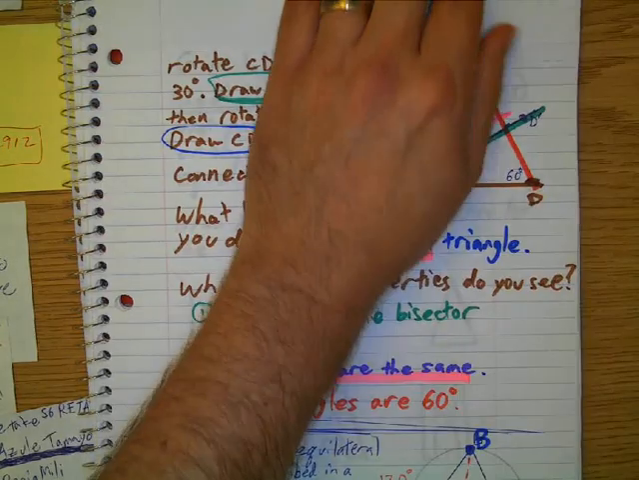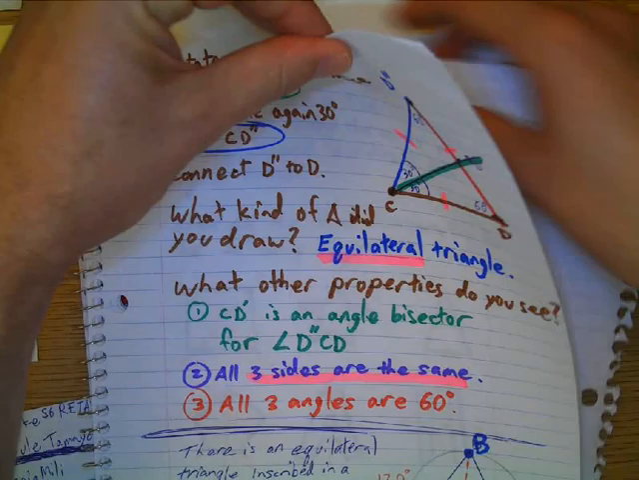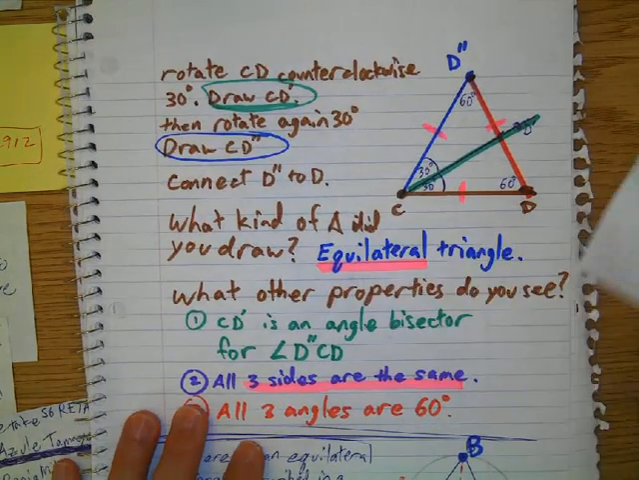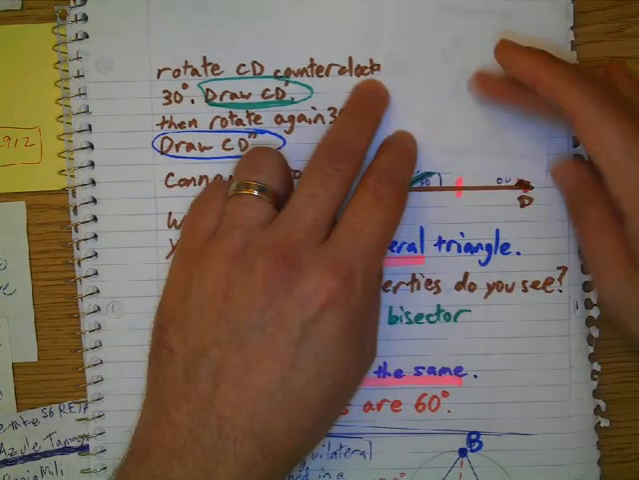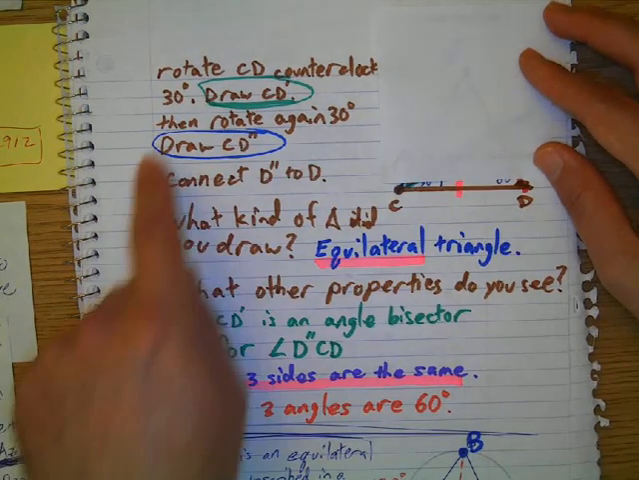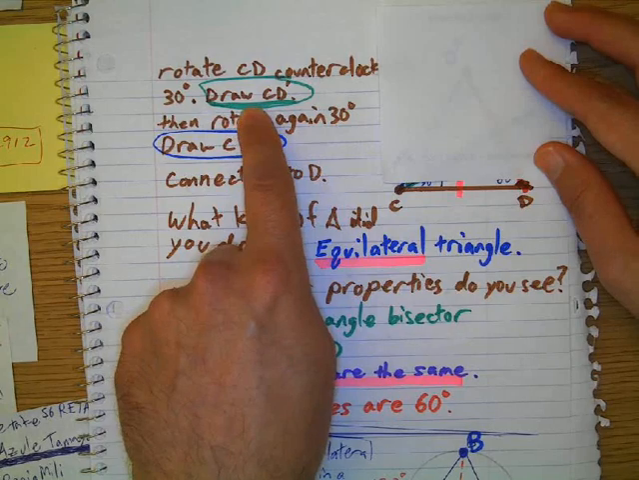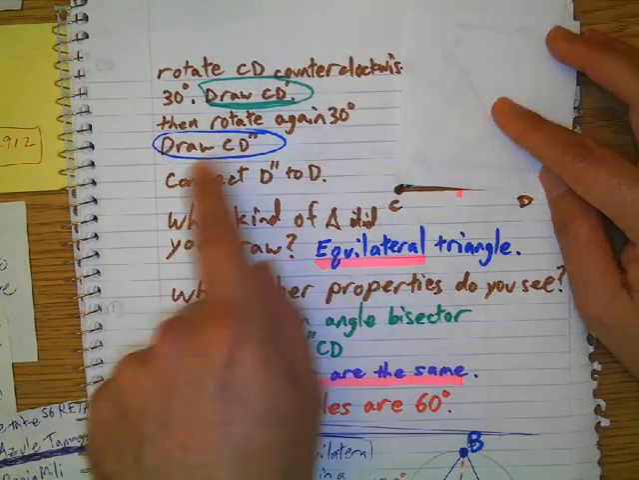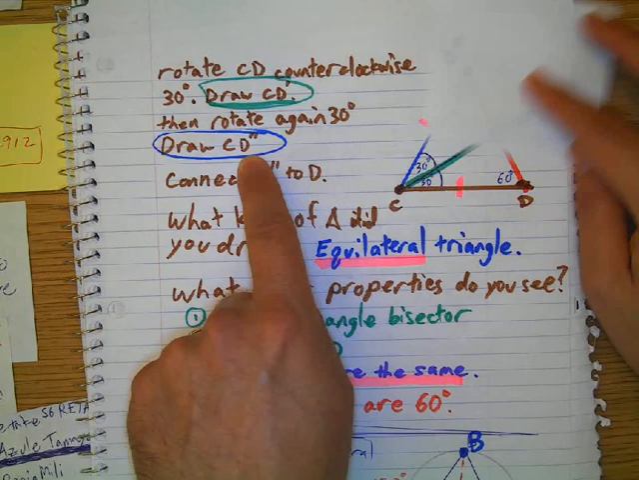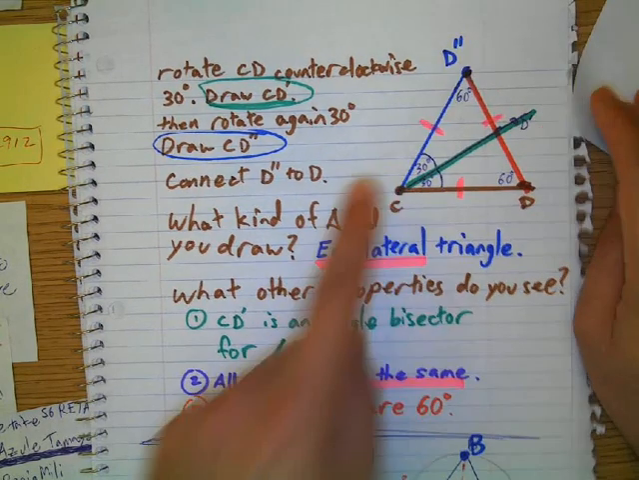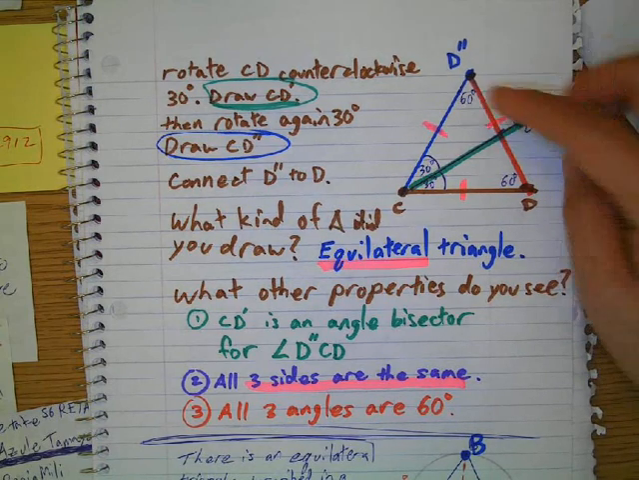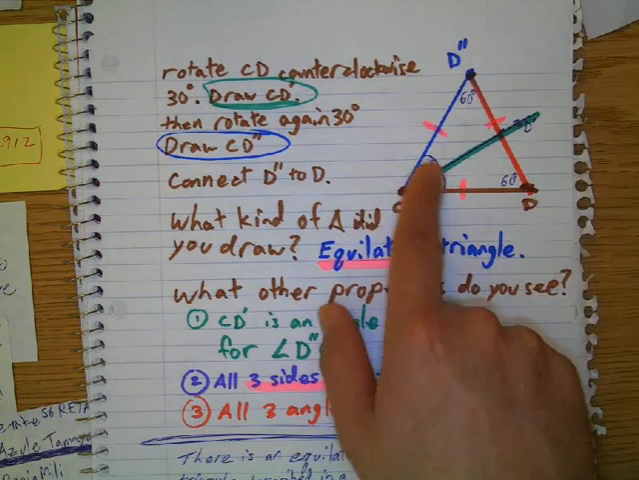Okay, next one. Okay, so let's talk about this. They gave you a picture like this, and it says rotate it 30 degrees and draw CD prime. That's this green line. Then you're going to rotate it again 30 degrees and get C double prime. That's the blue line. So if I rotate it 30 degrees and then another 30 degrees, we're going to end up with a total of 60 degrees.